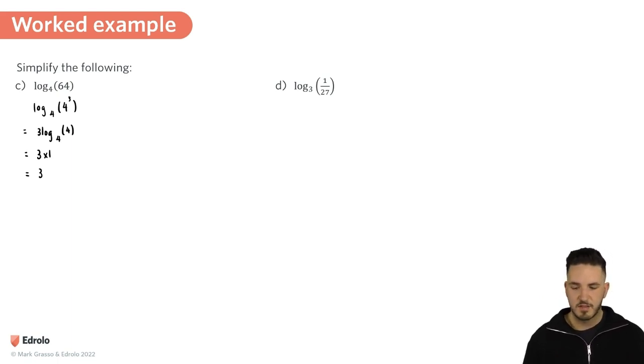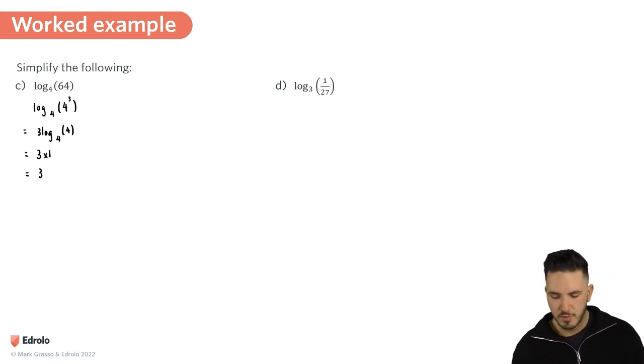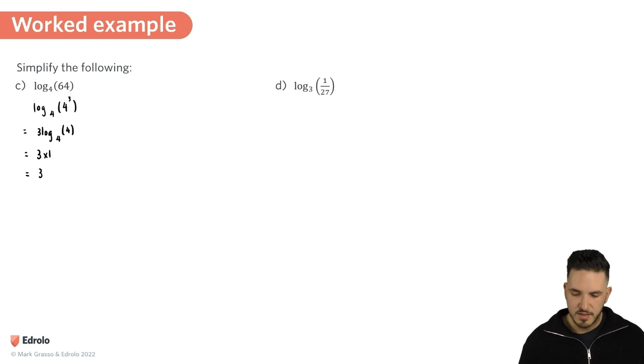Evaluate that, it becomes 3. Now let's look at log 3 of 1 over 27. In this instance, with the 1 over 27, I know we've got a fraction, so it probably has to do with a negative power.